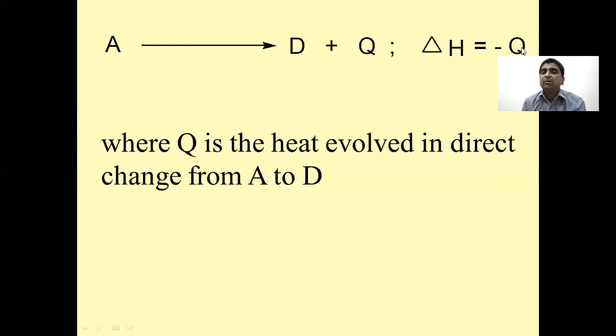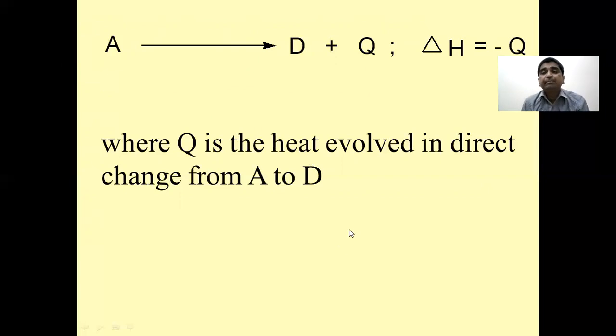The unit may be kilocalories per mole or calories per mole, etc. So let us suppose here that conversion of A takes place into D with the liberation of Q amount of heat, and delta H is minus Q. Here this Q amount of heat is liberated, that's why delta H becomes equal to minus Q. It means when the change of A into D takes place, some amount of heat is evolved. Let us suppose Q is the heat evolved in the direct change from A to D.